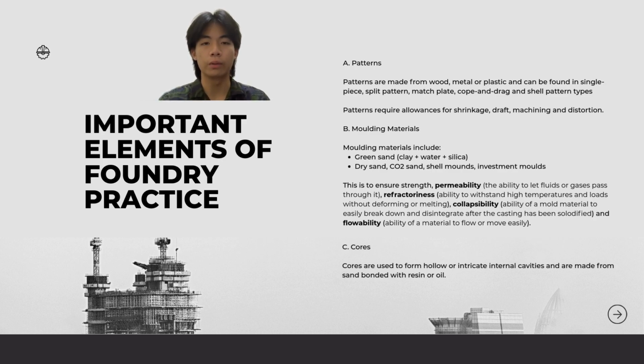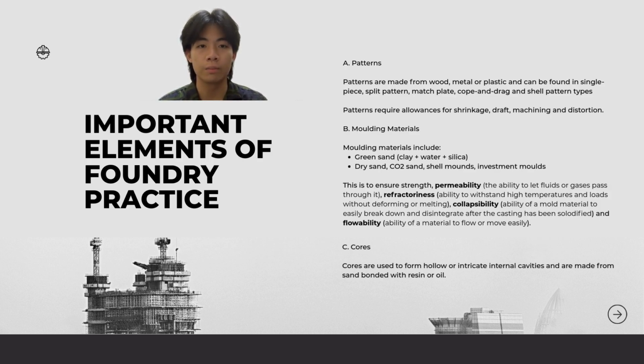So there are a few important elements of foundry practices. The first is patterns. Patterns are made from wood, metal, or plastic and can be found in single piece, split pattern, match plate, cope and drag, and shell pattern types. Patterns require allowances for shrinkage, draft, machining, and distortion.